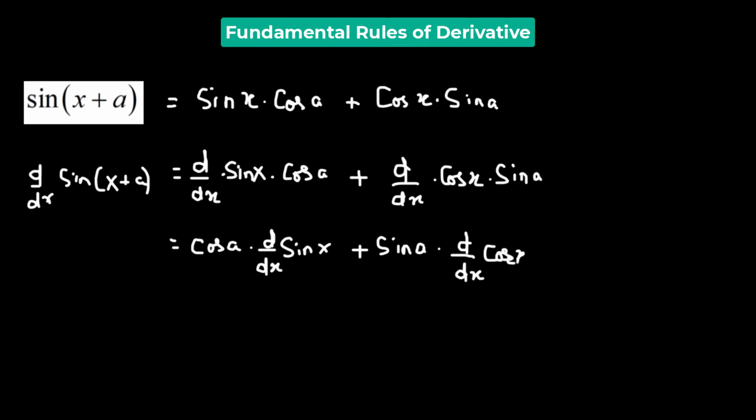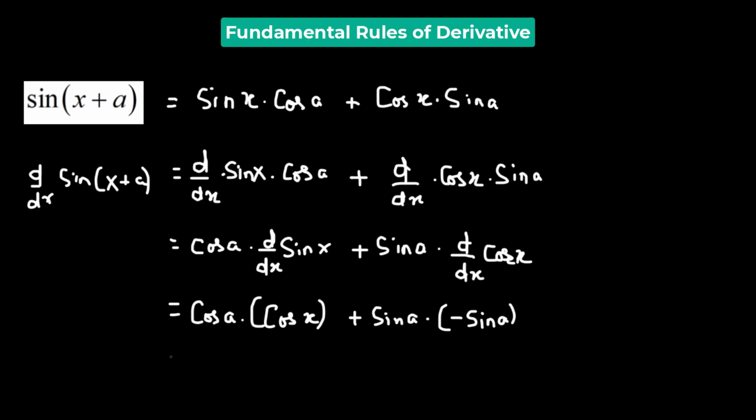So this is going to give us cosine of a times the derivative of the sine function, which is the cosine function, so we have cosine of x, plus sine of a times the derivative of the cosine function, which is negative sine. So that gives us cosine of x times cosine of a minus sine of x times sine of a. Now, this is sine of x here, I made a mistake. So here we have sine of x.